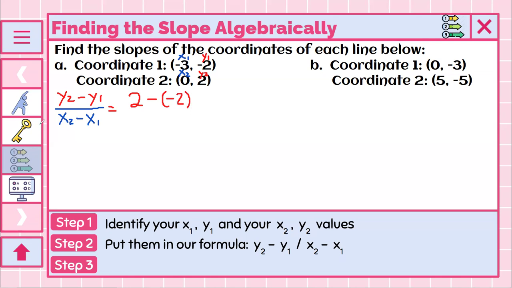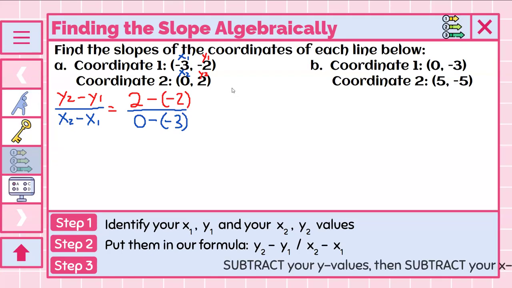So that is our y values. Let's do our x values now. So again, we're doing x2, which in this case is 0, minus our x1, which is a negative 3. So again, because it's a minus and negative, I'll put in a parentheses. So that is step 2. I have replaced all of these y's and x's with our given values.